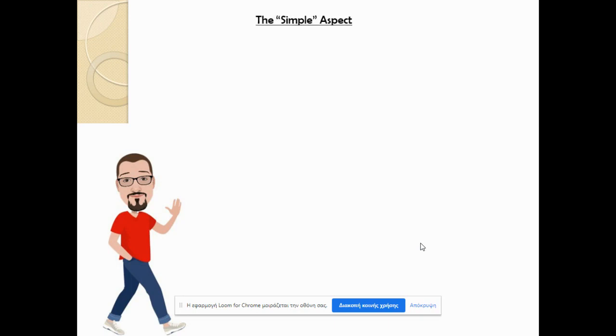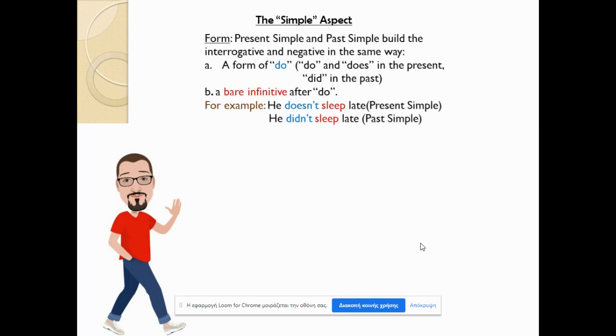So, the simple aspect. About the form. Even though it is called the simple, I think that, especially as far as the form is concerned, it is the most complex aspect. First thing, I need a form of the verb do to form the interrogative and the negative: do and does for the present, and did in the past. And then what follows is a bare infinitive.